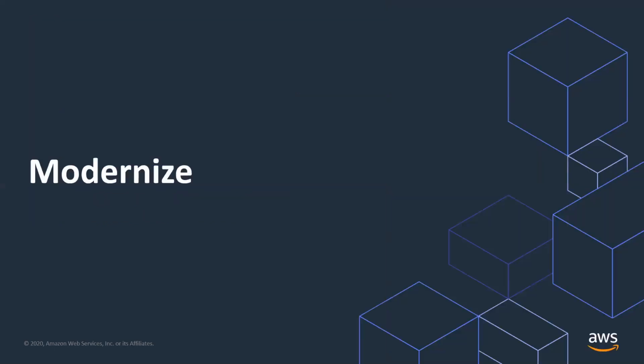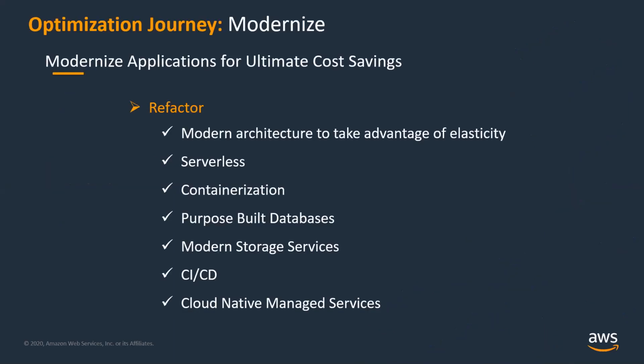And the last step in the optimization journey is modernization. I would say it is the best and ultimate way to unleash cloud optimization on your cloud spending. And as a part of modernization, you can refactor the architecture and go for something modern like microservice architecture, or you can go serverless, or you can containerize your applications, or you can replace old legacy databases with new purpose-built databases, which can give you a better price to performance ratio.